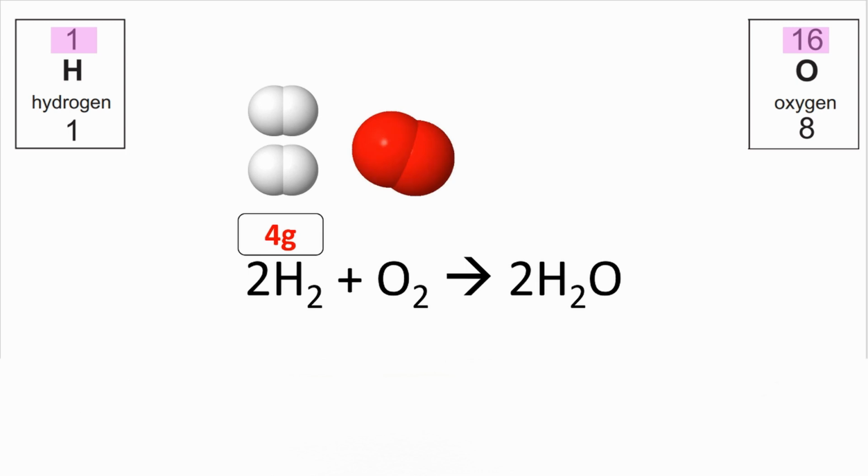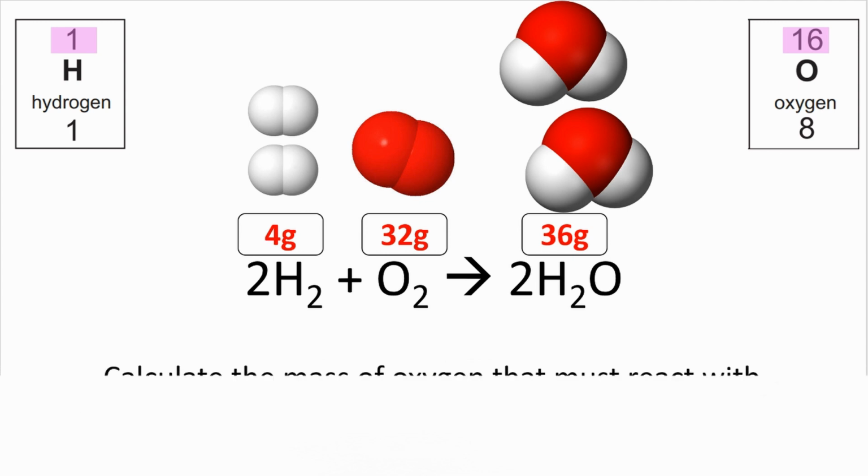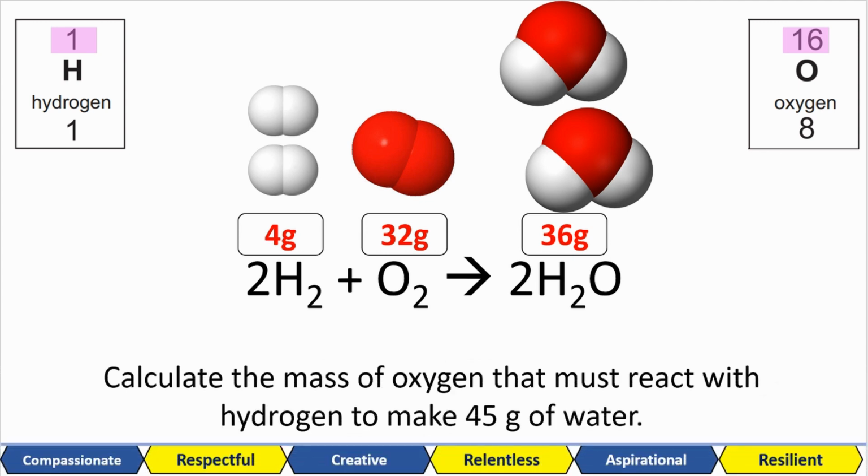2 lots of oxygens means that we've got 2 times 16 oxygen, which gives us 32 grams. We have 2 moles of water, which means that we've got 4 times 1 hydrogen and 2 times 16 oxygen, which gives us 36 grams of water. This means that if we react 4 grams of hydrogen with 32 grams of oxygen, we should produce 36 grams of water.